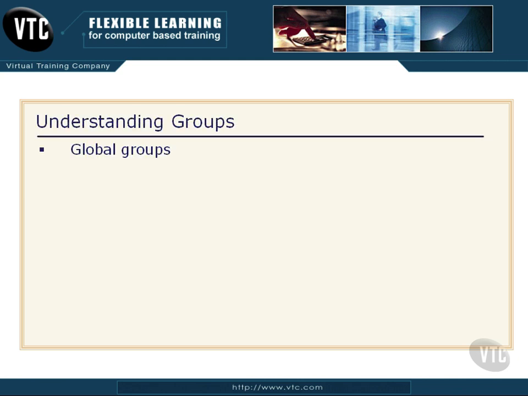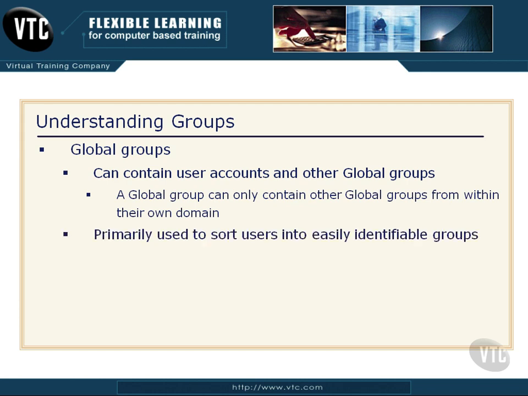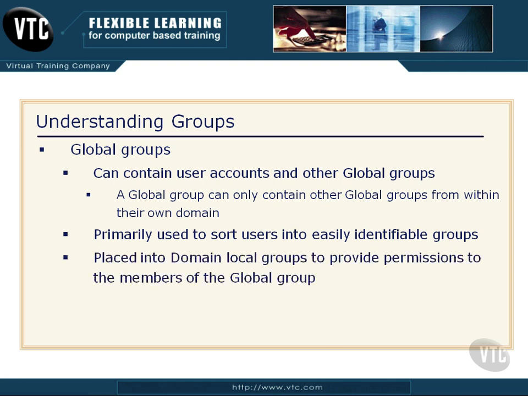So you'll see quite a few domain local groups. Next up is global groups. Now, global groups can contain user accounts and other global groups. But a global group can only contain other global groups from within its own domain. Well, more about that in just a few minutes. Now, we use global groups primarily to sort users into easily identifiable groups, and then we place those global groups into domain local groups that have been provided permissions, and by dropping that global group into that domain local group, we automatically give those permissions to the members of the global group.